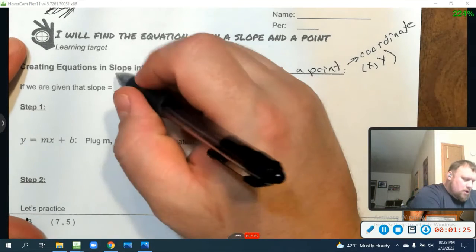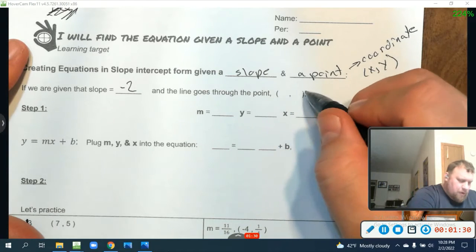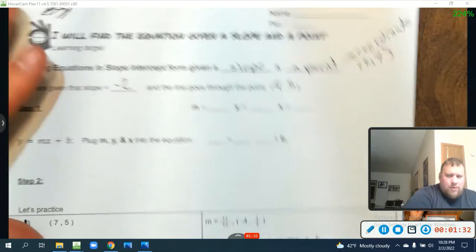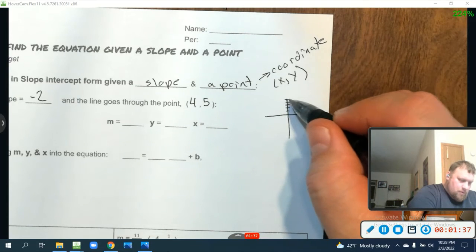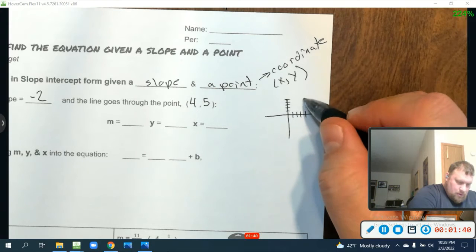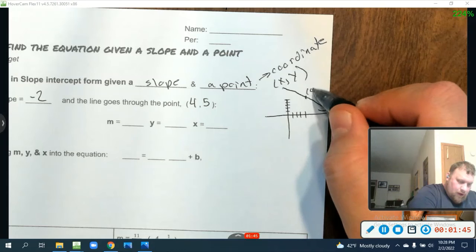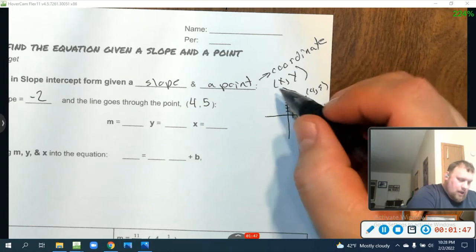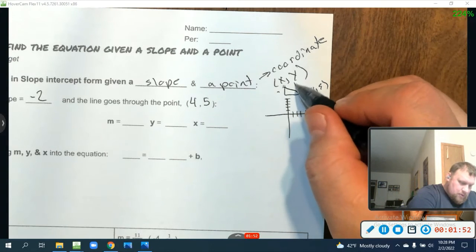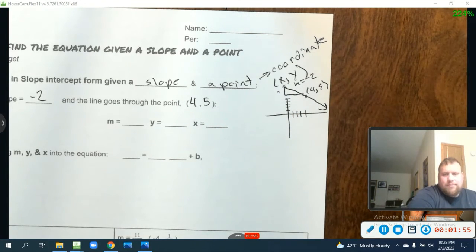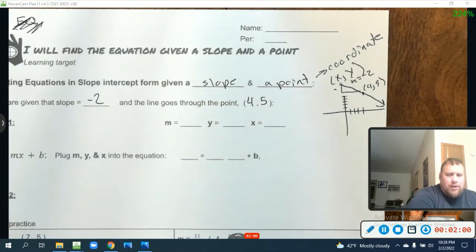If we are given a slope equal to -2, and we're told that the line goes through the point 4, 5. What does that look like, guys? We have some line going down. Here's the point 4, 5, right? And it has a slope of m equals -2. That's what we're saying right here. So how can we find the equation of this line from this information? Well, it's actually pretty easy.